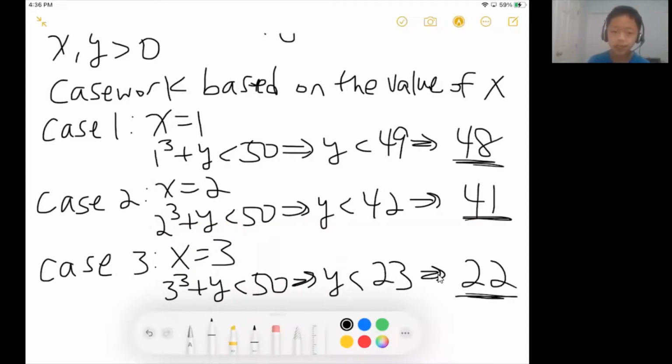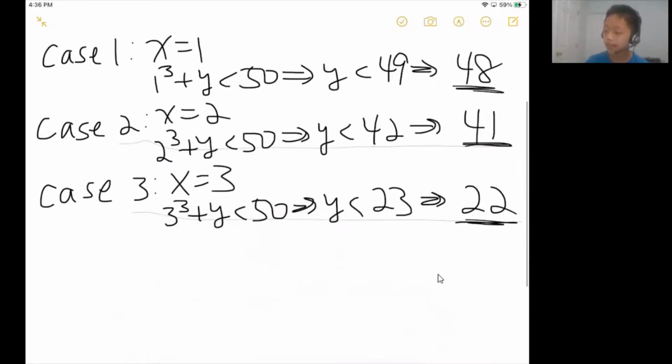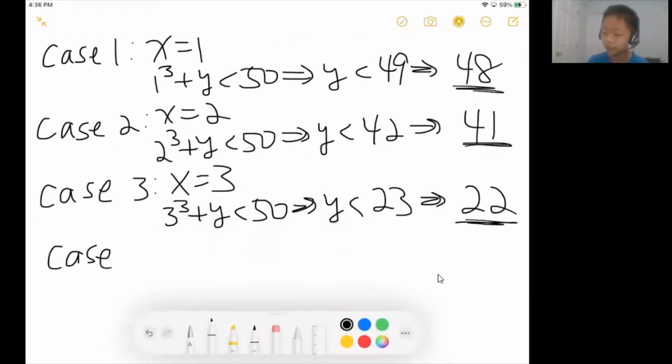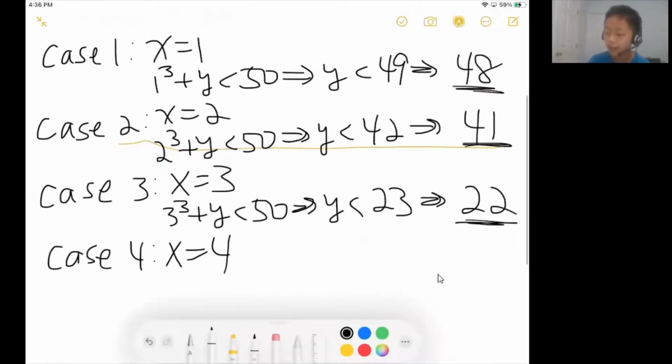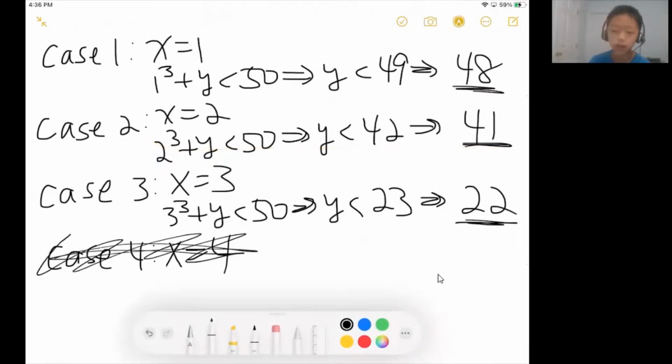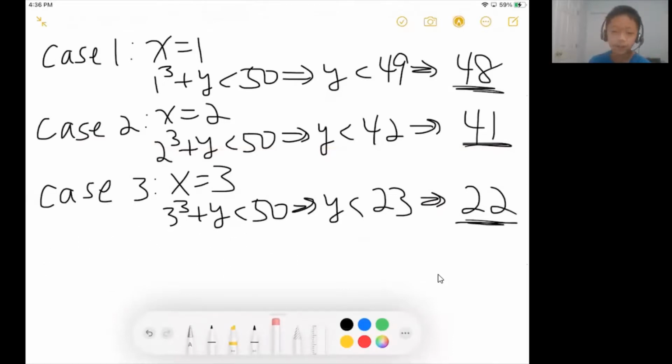And we know we can stop here, right? We don't have to go on to case 4, x equal to 4, because this is not possible. If x is equal to 4, then 4 cubed is already 64. So 64 plus y, if y is positive, there's no way it can be less than 50. So we can just ignore this case and all cases after that. We only have to consider these three cases: when x is 1, x is 2, and x is 3.